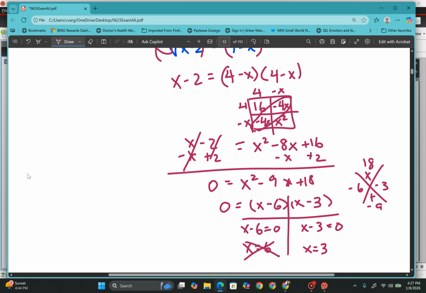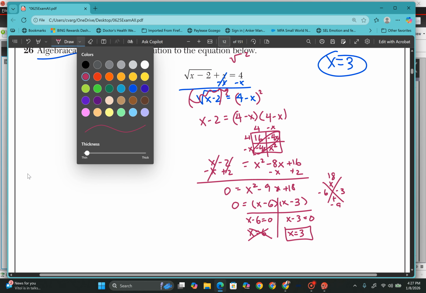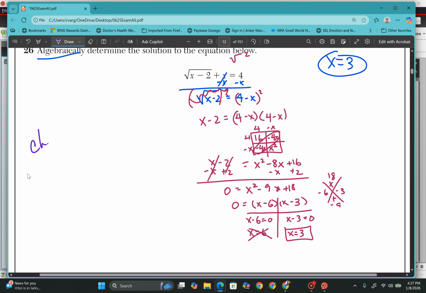Now, x equals 6 does not work, and we knew that by using our end solve. But if you wanted to check it to make sure, here's my check. We plug it back into the original. So we're going to check x equals 6. 6 minus 2 plus 6 equals 4. Is that true? So this is the square root of 4 plus 6.